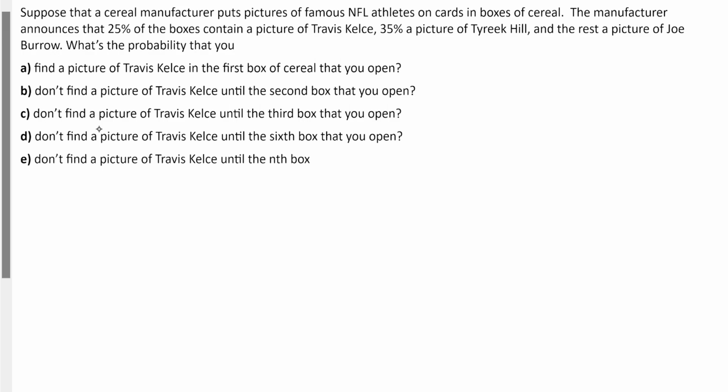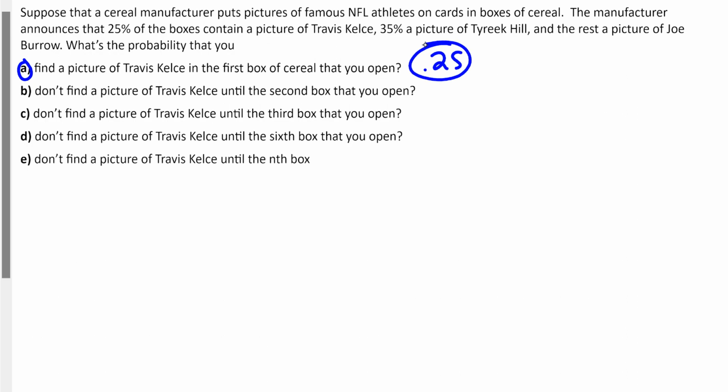Okay, so let's use what we know. Find a picture of Travis Kelce in the first box you open. Well, this should be pretty easy. It's just a 25% chance that Travis Kelce's on there, so it's 0.25. Done.